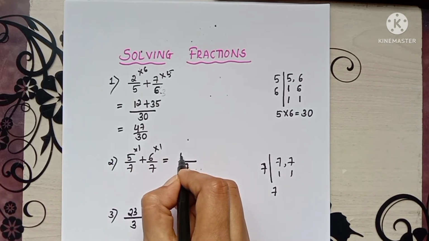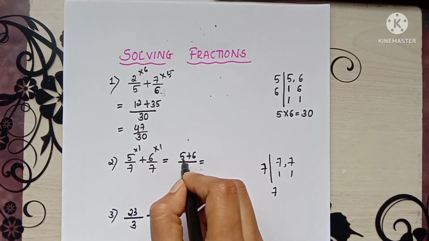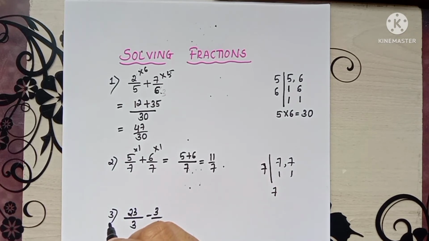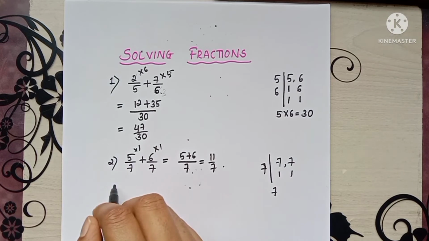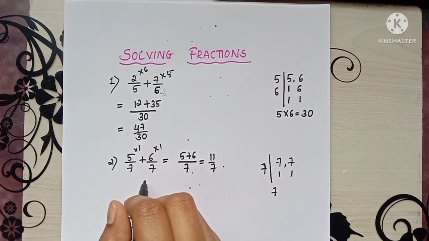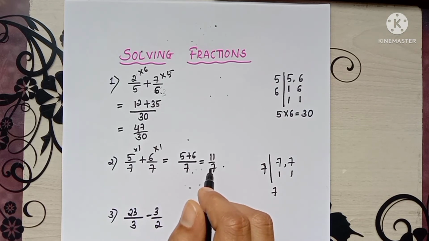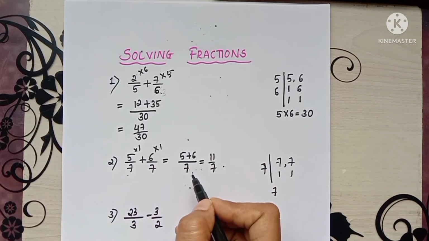So 5 ones are 5 plus 6 ones are 6. This will be what? 5 plus 6 is 11 divided by 7. Okay. Here also what we have to do? We have to take the LCM of the denominator. Then we have to solve like this. Or else, if the denominator is same, the LCM will be the same number.